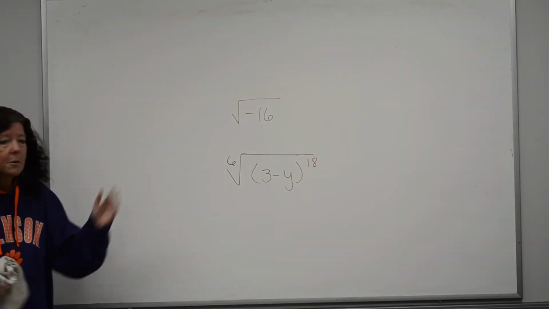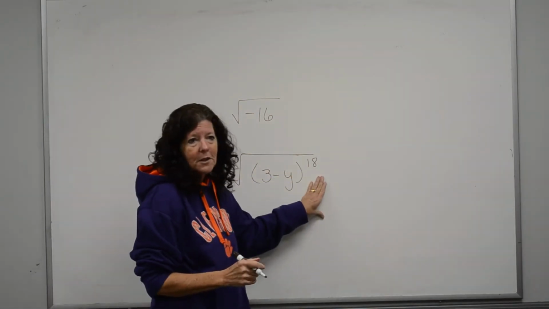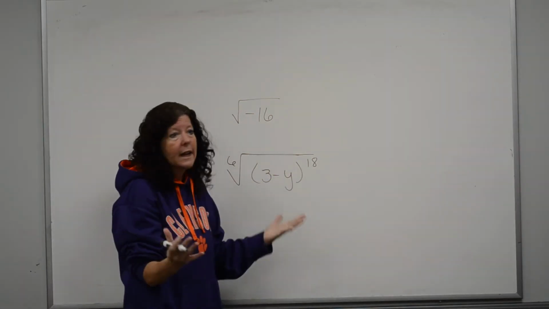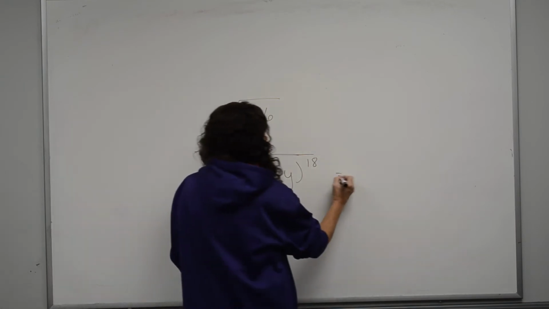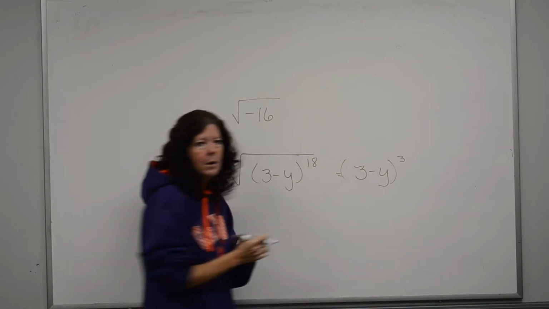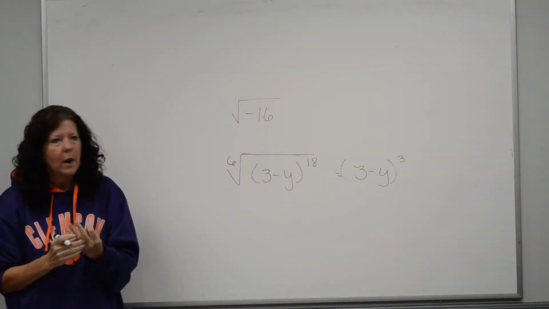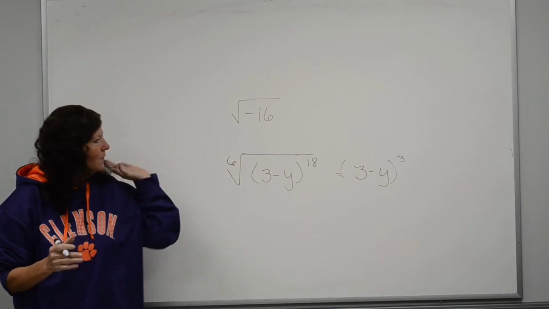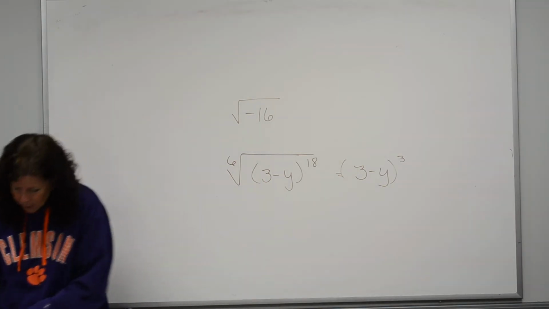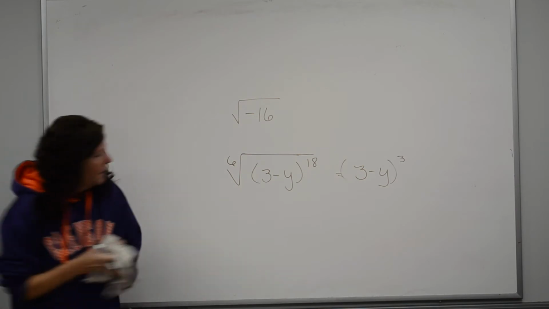It's cubed. Okay, don't make this harder than what it is. 6 times what comes close to 18 without going over it? It comes out even at 3. So therefore, my answer is 3 minus y to the 3rd power. Don't use up brain power on something that doesn't require brain power. It's a very easy shortcut method that works every time. All right. What about this?